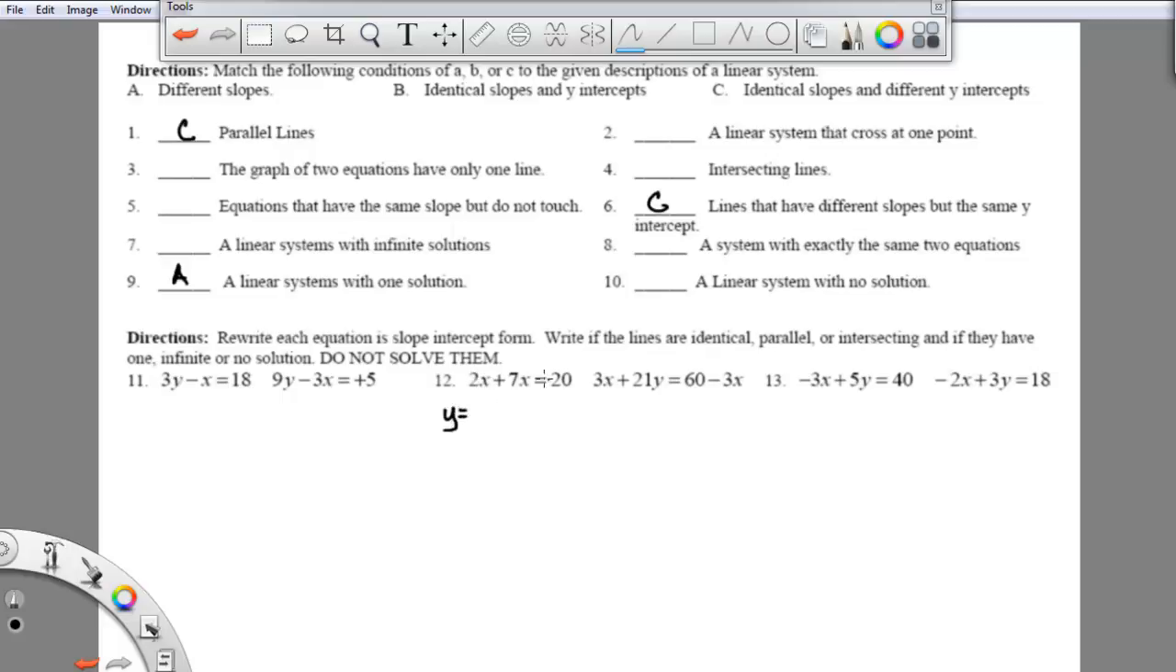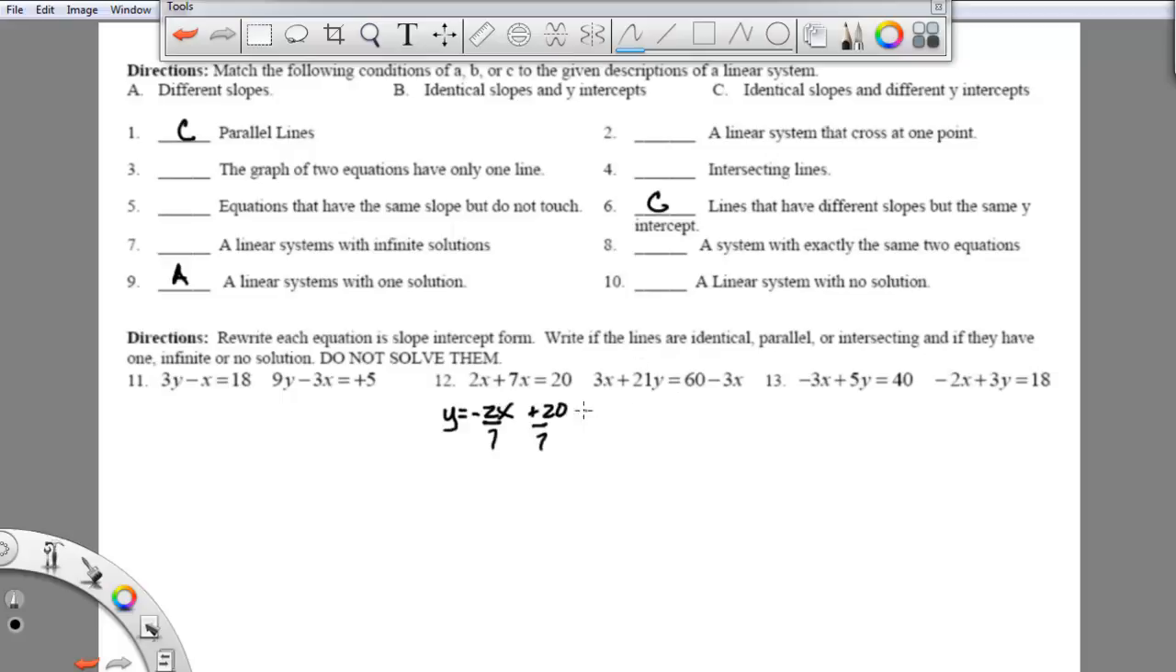We'll subtract 2x from each side, so that'll be a negative 2x. And then we divide everything by 7. So that's the equation that fits this. And now let's go to the other part of 12. So if you look here, I've got x's on different sides. There's a 3x, there's a negative 3x.